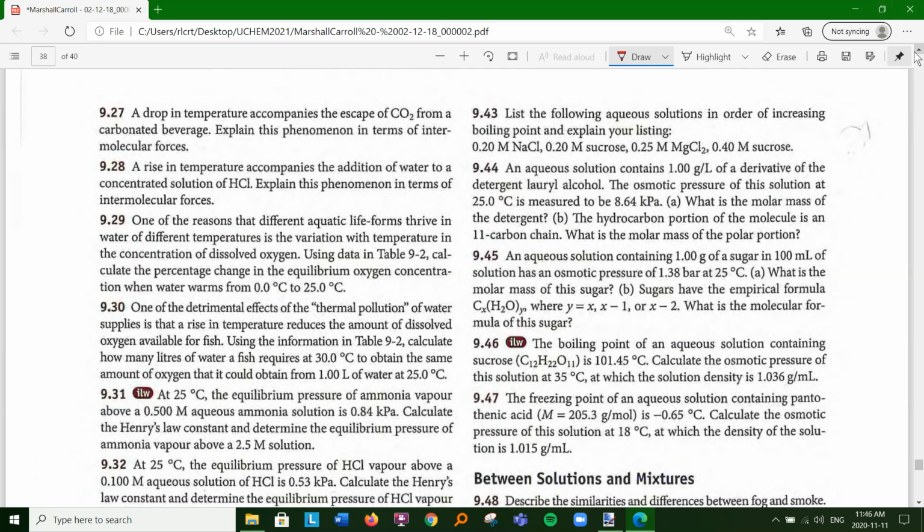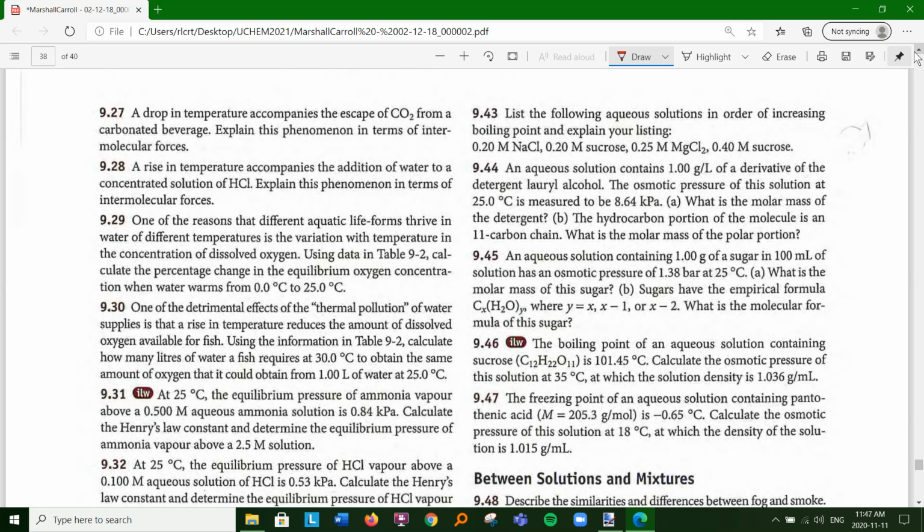Well, 9.43. Now that one we do have an answer to, so let's go to the end. Now this will be the end of the book, right? Answers to practice exercise. So we're going to go to 9.43. This is where you're going to zoom up the speed of the YouTube, right?